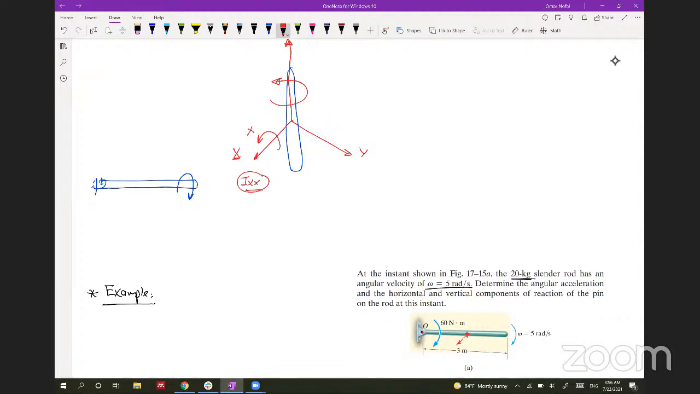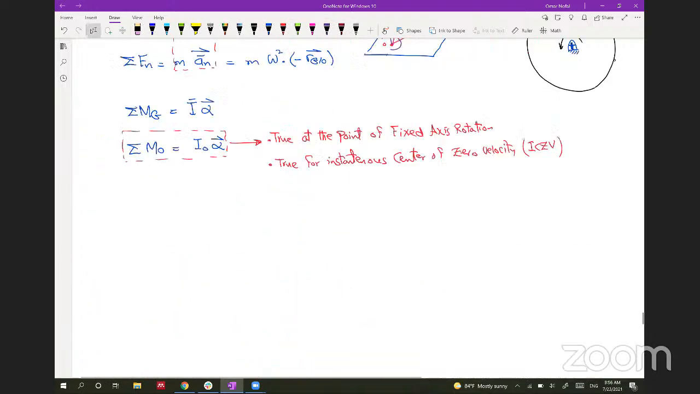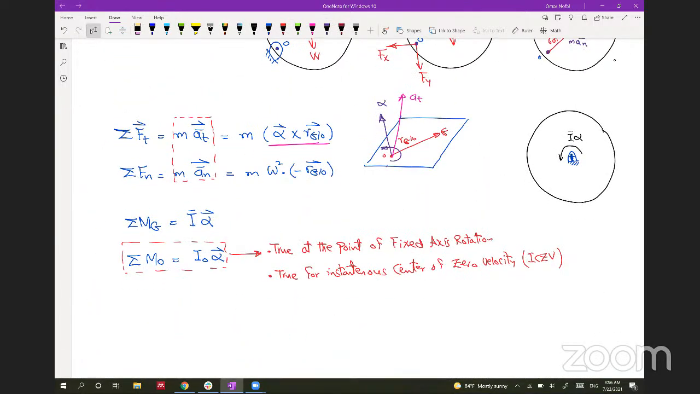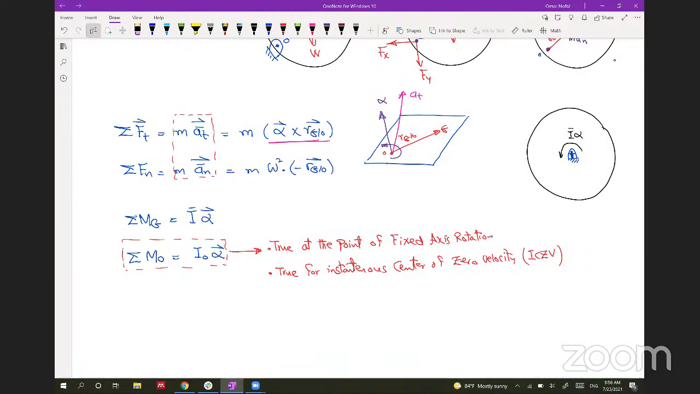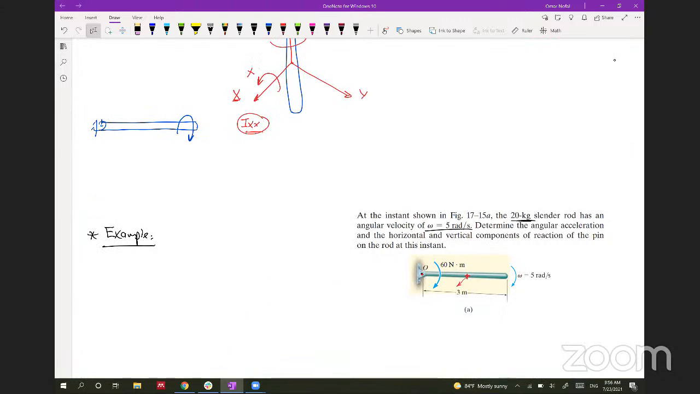Okay, so let's see how we can solve this problem. I will apply my three equations. This is for any Newtonian problem. I apply these three equations, and you can apply them in any order you want. So let's mix the order from the bottom to top. So I will have the sum of the moments about O equal to IO multiplied by alpha, and I need to determine a positive direction to use in my problem.